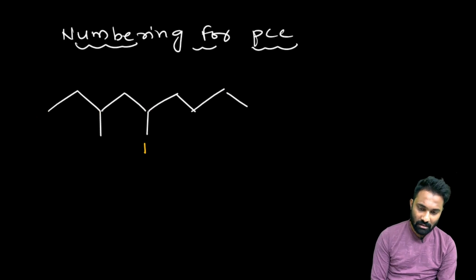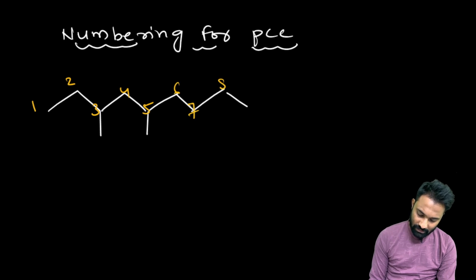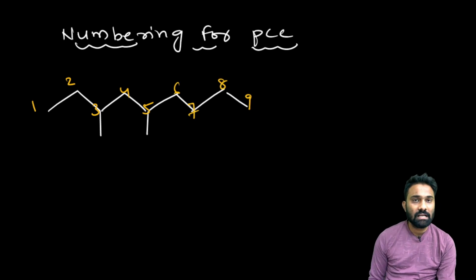This is not the longest carbon chain. Then if you go the numbering from here, 1, 2, 3, 4, 5, 6, 7, 8, 9. Clear? This is the longest carbon chain. But is this numbering correct or wrong? Now whatever the numbering we have given, it is wrong.